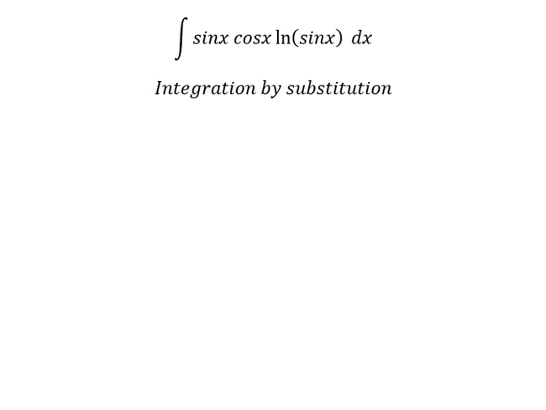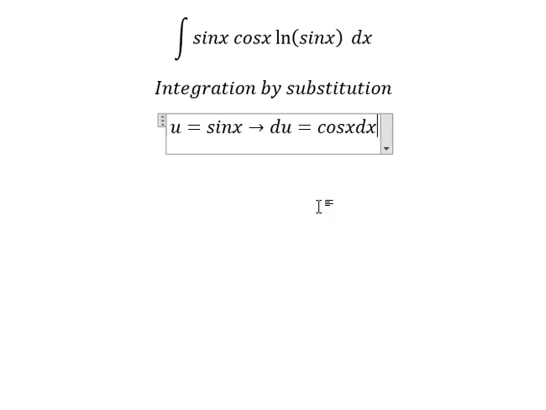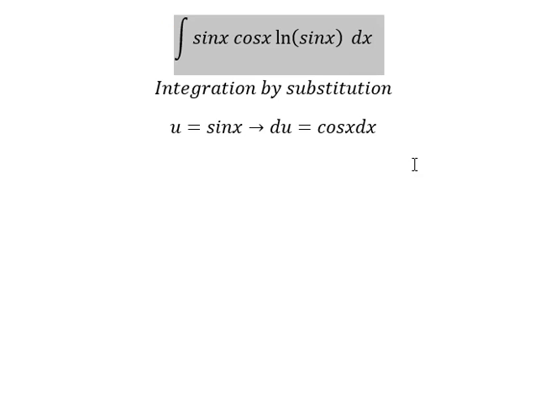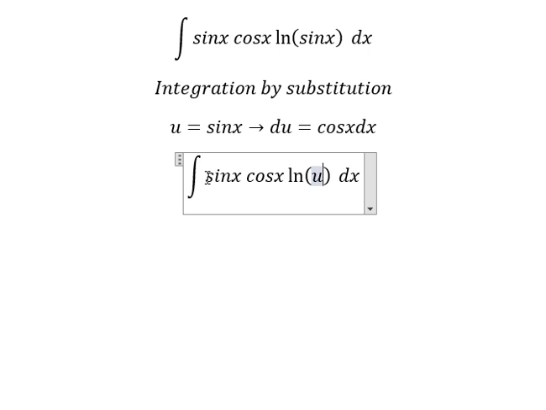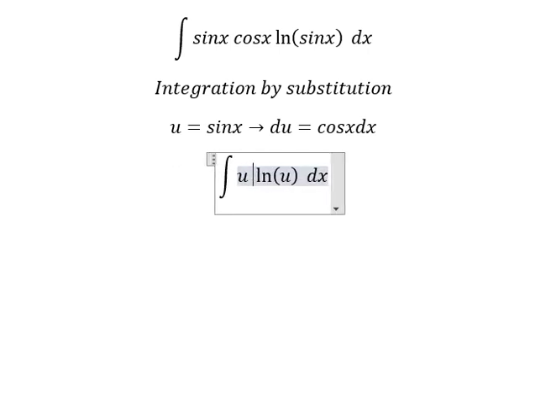So I will put u equals sin x. Later we need to first take the derivative of both sides, and we have cos x dx. This one we change for u. Cos x dx we change for du.